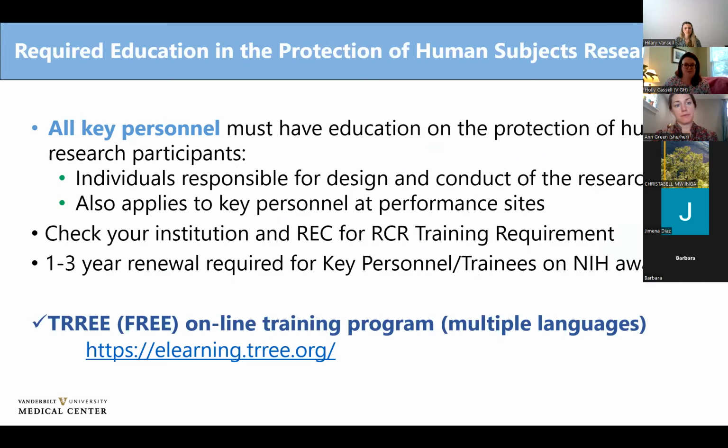Typically, the rule of thumb is that you need to do it every 1 to 3 years. And there are several options, but one program that we often recommend for our non-US partners is TREE because it's free, it's self-paced, it allows for multiple languages, and it has varying levels of courses. So all of your investigators on your NIH-funded studies should complete the RCR.